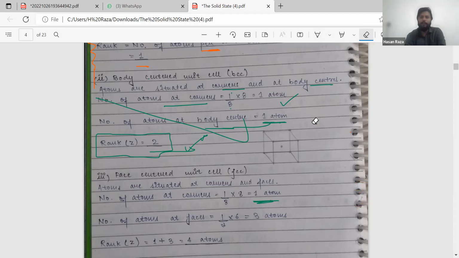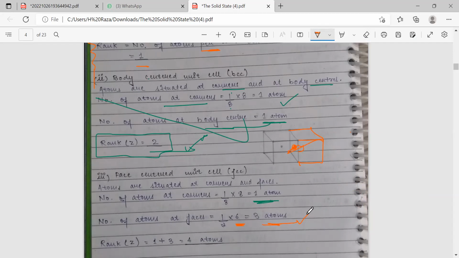If you have an atom present on the face, since it is in 3D, we have another cube, so it will be divided into two parts. We have six faces, and an atom at a face contributes only half. So 1/2 into 6, that will be three atoms. So the total number of atoms in FCC will be four: one due to corners and three due to faces. So the rank, that means the number of atoms per unit cell of FCC, will be four atoms. Is that clear? Okay, yeah, clear.